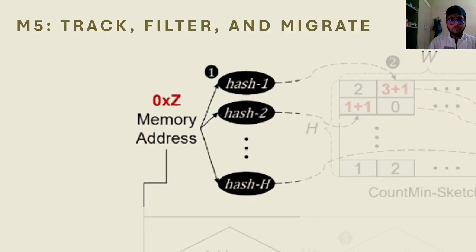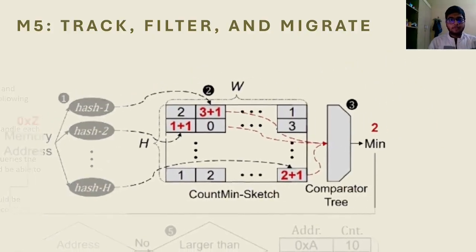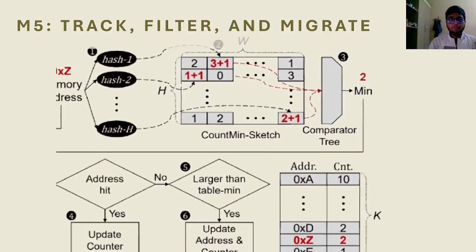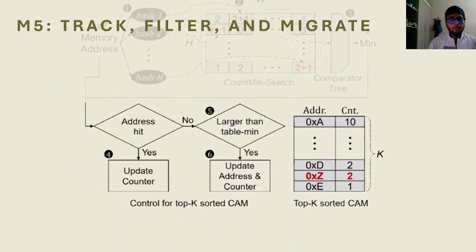So we have H hash functions. These hash functions can output a value between 1 to W. Given a memory address, it is passed to all the H hash functions and we collect the H outputs. These H outputs are indexed in an H cross W matrix and the values at the particular indexes are incremented by 1. These incremented values are then passed to the comparator tree to get the minimum value. This minimum value becomes the access count of our memory address. This memory address, access count pair is passed to the CAM unit.